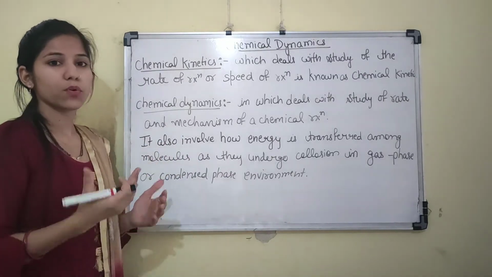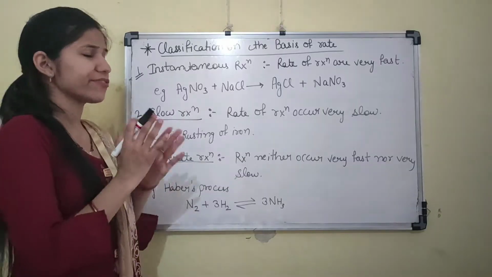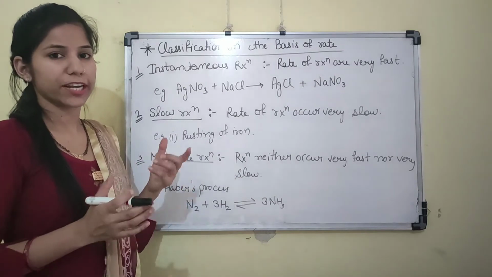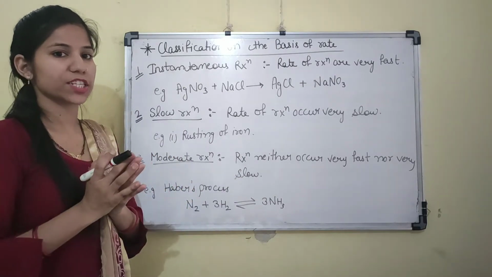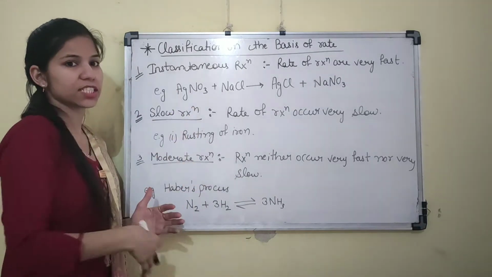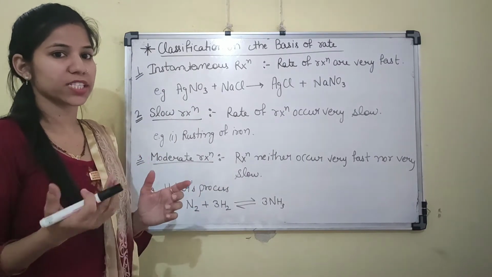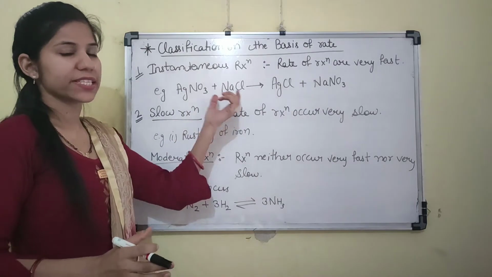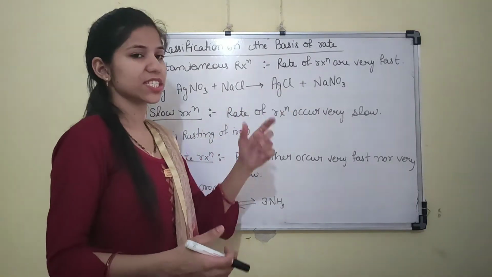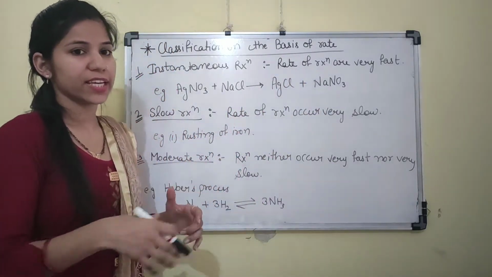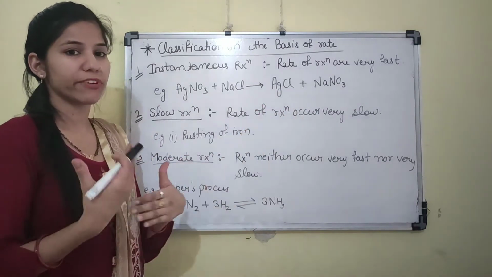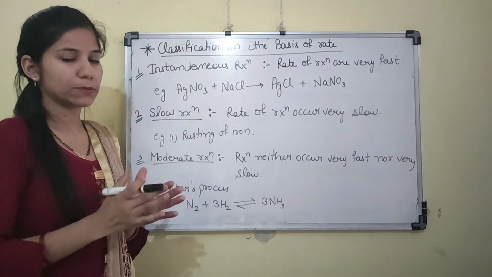So now we move on to the classification on the basis of rate. There are three types of reactions. First is instantaneous reaction. In this, the rate of reaction is very fast. For example, AgNO3 plus NaCl gives AgCl plus NaNO3. In this, AgCl is formed very fast and gives a white precipitate.